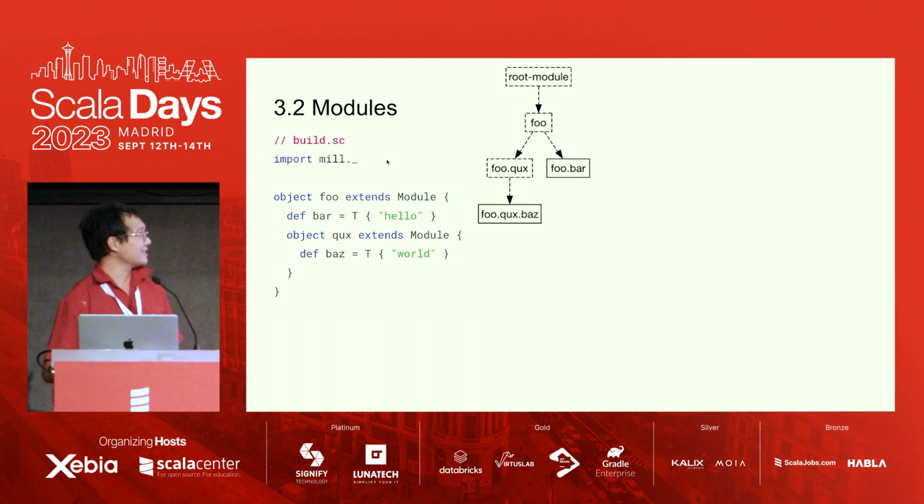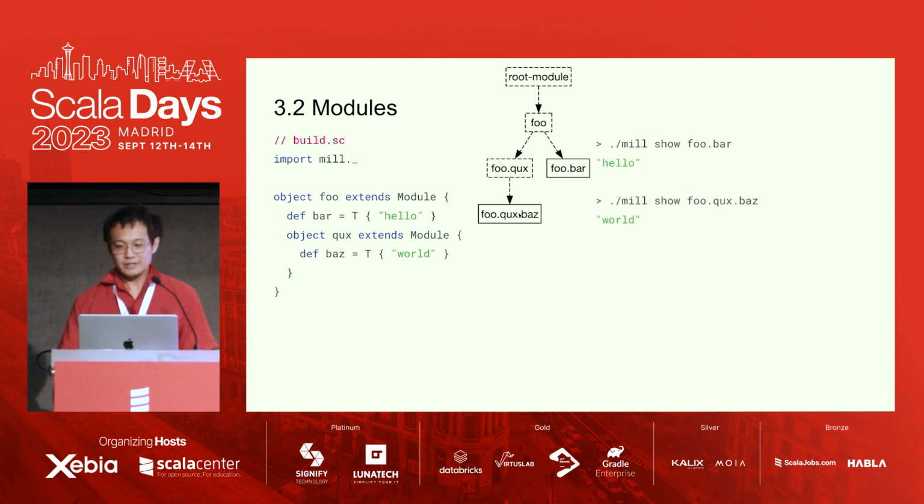You have the root module, that's the implicit thing that surrounds all this that's not shown. You have the foo module, you have foo.quux, foo.quux.baz, and foo.bar. Here the dashed lines are the modules, the solid lines are the targets. So here you can see that we can use mill show, like what we saw earlier, to show the metadata that's returned by each target within the module. So foo.bar returns the metadata of, well, foo.bar, foo.quux.baz does the same.